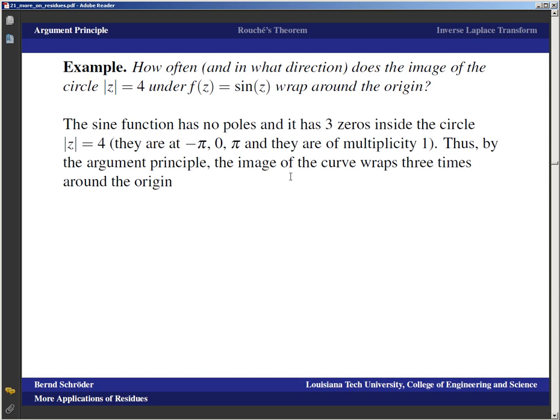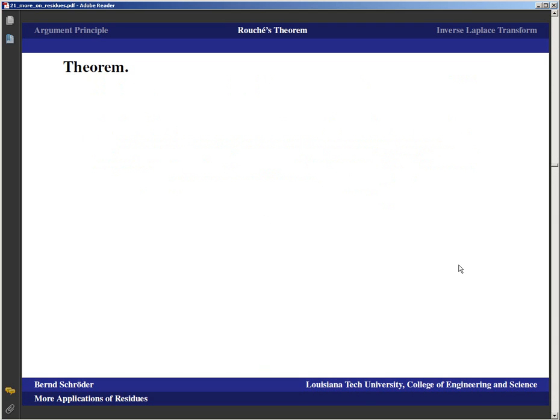And that means by the argument principle, the image of the curve wraps 3 times around the origin, and it goes in the mathematically positive direction because you get a plus 3. If you applied the argument principle and got a minus 3, that would mean it would go in the mathematically negative direction. And that's it already. So that's how the argument principle works.